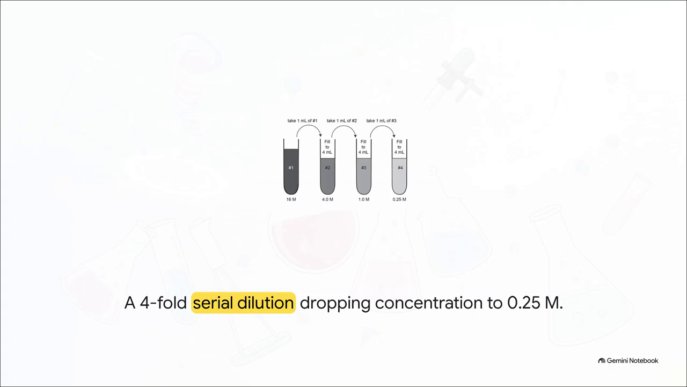16 molar becomes 4 molar, which becomes 1 molar, which becomes 0.25 molar. These sequential aliquots step the concentration down super reliably, using easy-to-measure volumes without ever needing a giant, totally impractical vat of water.